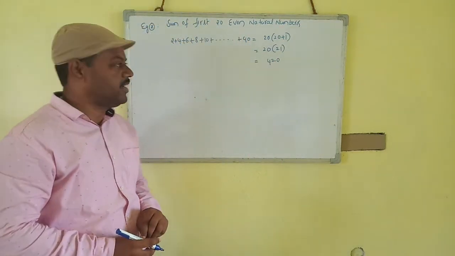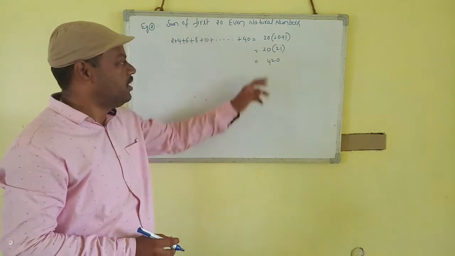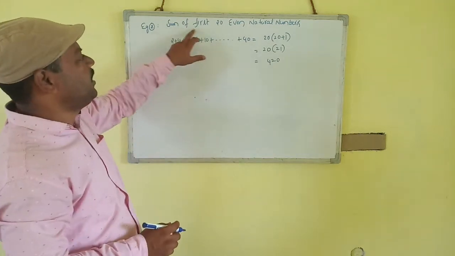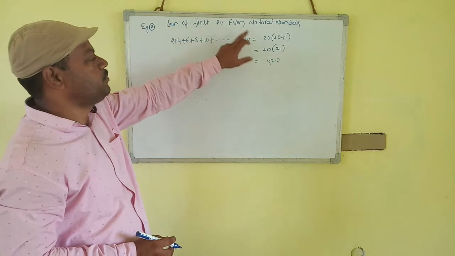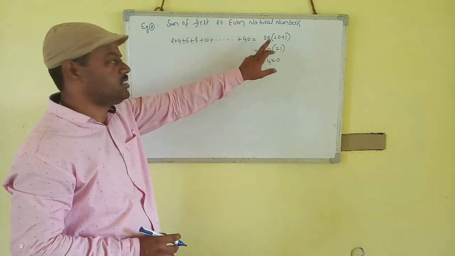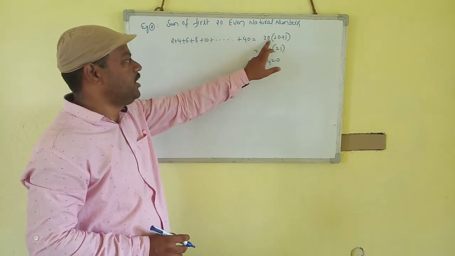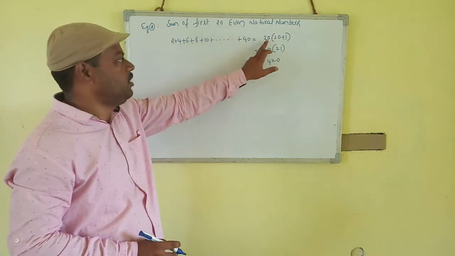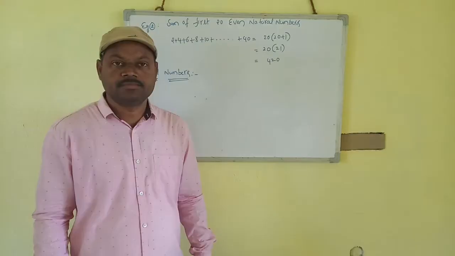420. Okay, students. 420 is the answer. So the sum of the first 20 even natural numbers is 420. Students and friends, the formula is n into n plus 1, n value 20, 20 into 20 plus 1. Suppose 50 natural numbers, friends, 50 into 50 plus 1. So you will get the result.